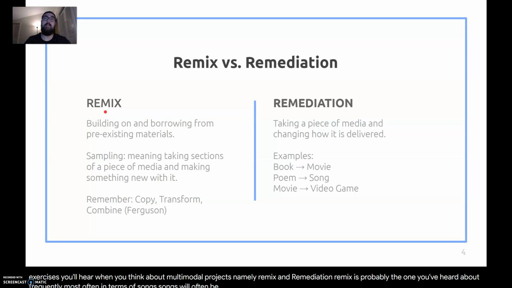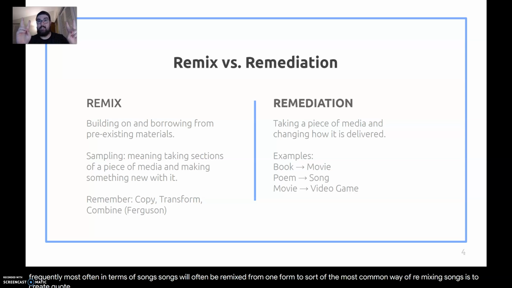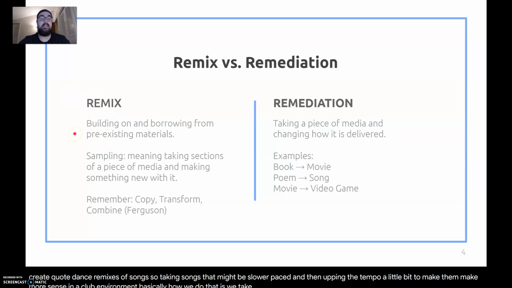Songs will often be remixed from one form to another. The most common way of remixing songs is to create, quote, dance remixes of songs. So taking songs that might be slower paced and then upping the tempo a little bit to make them make more sense in a club environment. Basically how we do that is we take existing materials or pieces of art and we sample small bits of them and change them ever so slightly.